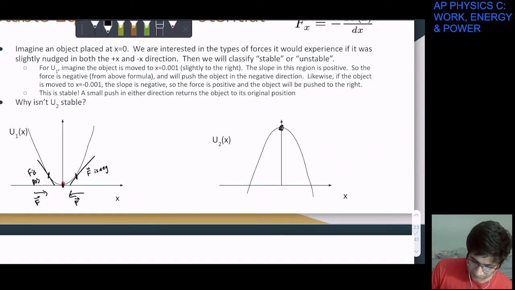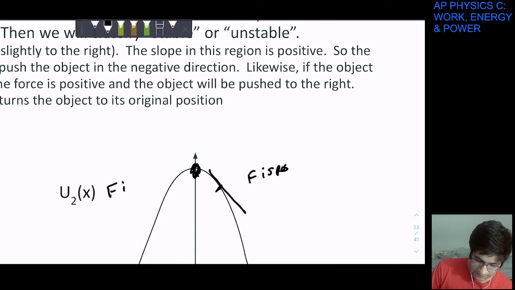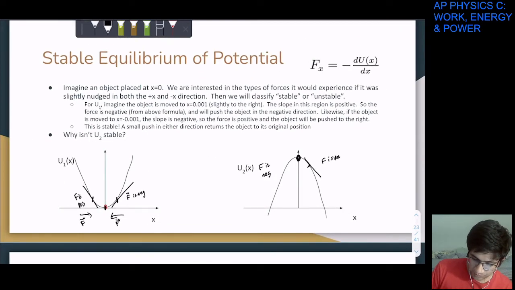So if the ball is over here now, and we move the ball slightly to the right, then the slope is going to be negative, so the force is positive. And similarly over here, the force is negative. What this means is that if you move it to the right a little bit, it's going to keep going and going and going, because there's going to be an applied force continuously moving it in that direction. So the ball kind of just escapes that point.